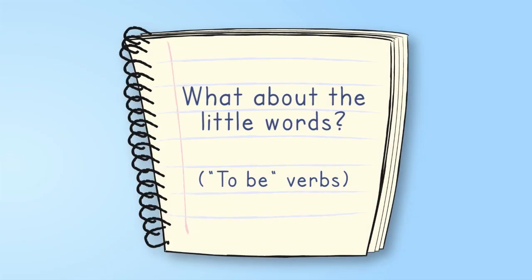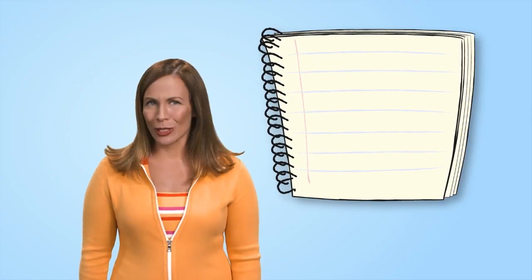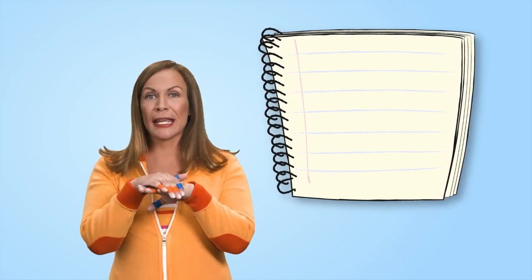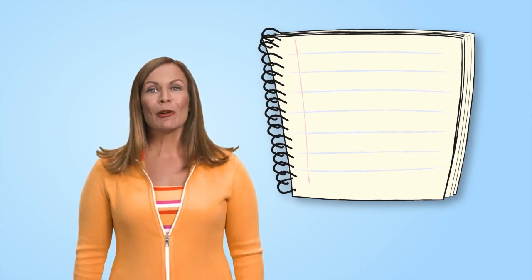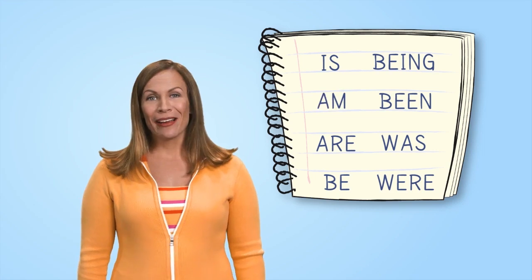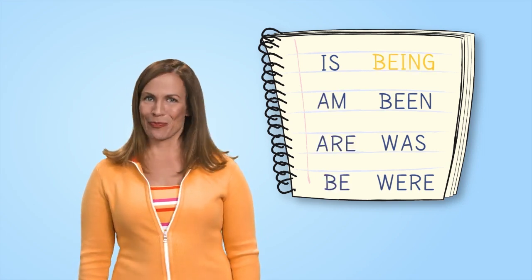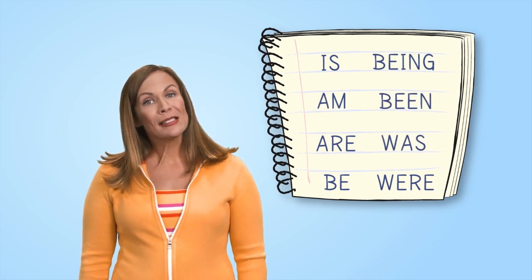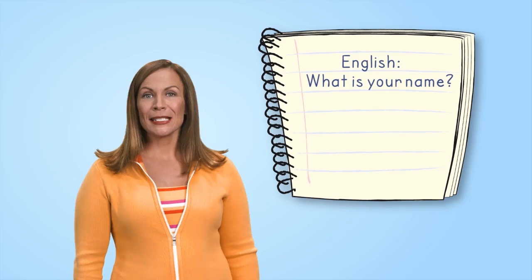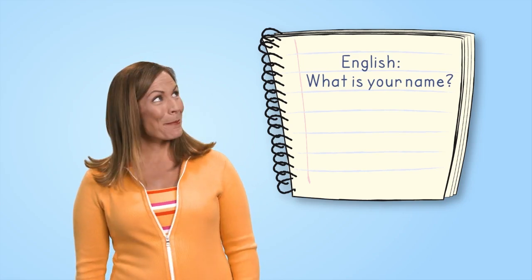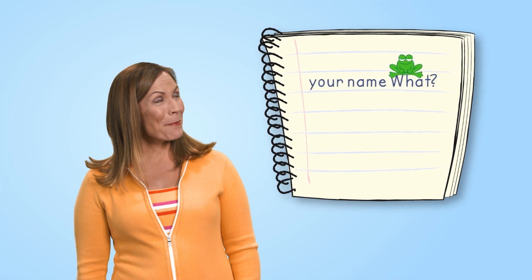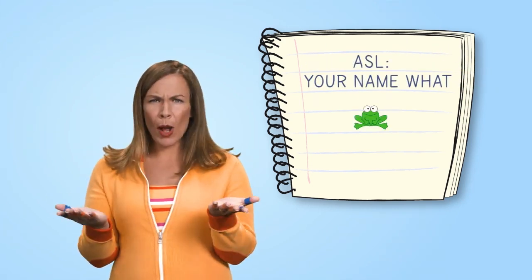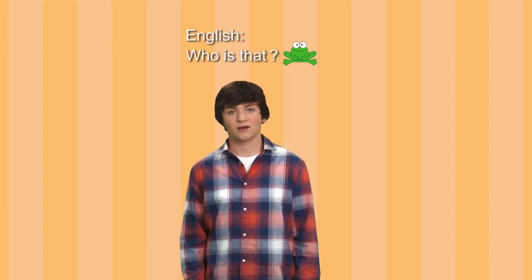What about the little words? To be verbs. You may have noticed there are a lot of little words in English we just don't sign. Some of them are is, am, are, be, being, been, was, were. What is your name? What is the little word? Is. Your name what? Who is that? What is the little word? Is.